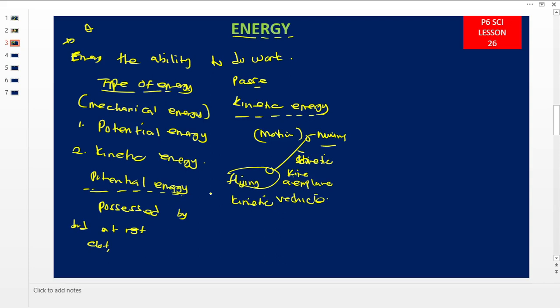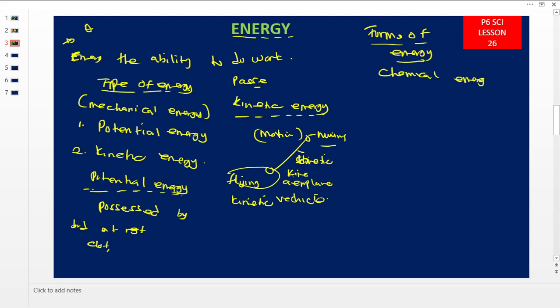So there are only two types of energies, potential and kinetic. Then the others are what you call forms of energies. Now let us get them. One, there is what we call chemical energy.